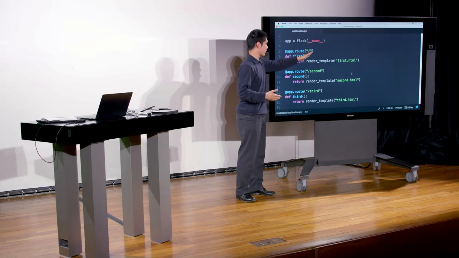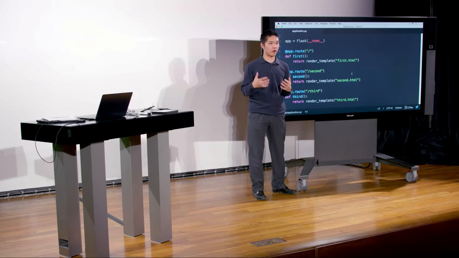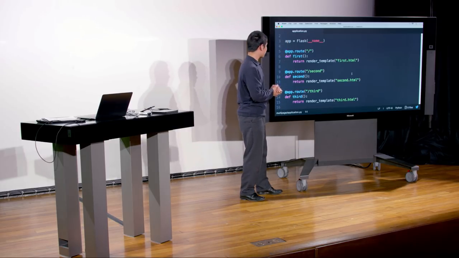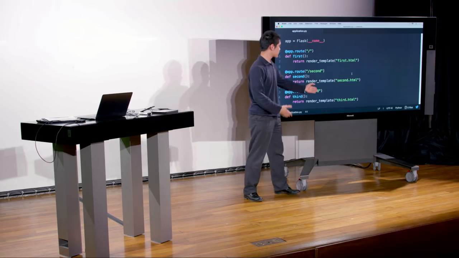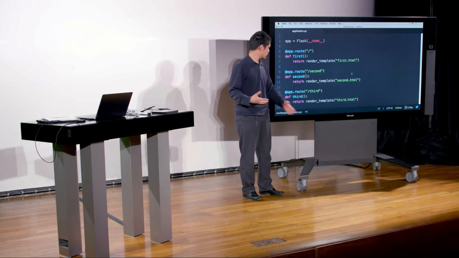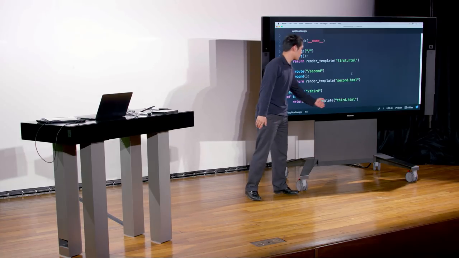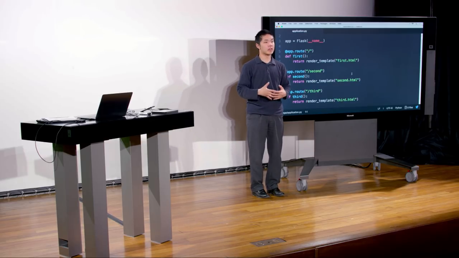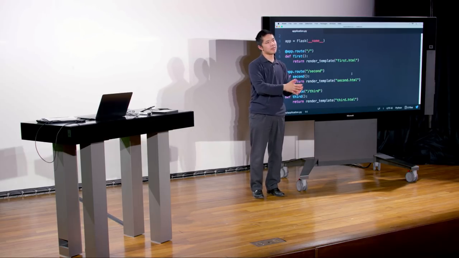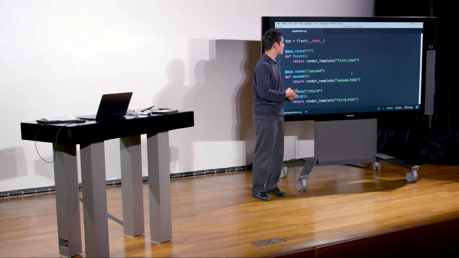The default route, which is just slash, is going to return for us the first HTML page, just called first.html. Then we have this second route, slash second, which is going to return us a second HTML page, second.html. And a third route, slash third, which is going to return for us a third HTML page, in this case just called third.html. So it's a very simple page that has three different routes, each of which will display a different page. And so if we wanted a web application that displayed content on three different pages, this might be how we would do it.